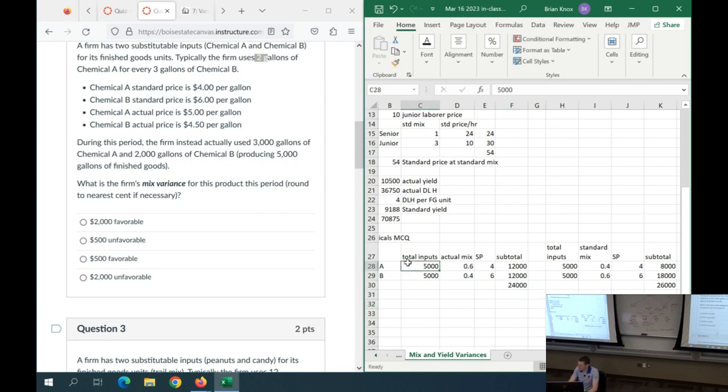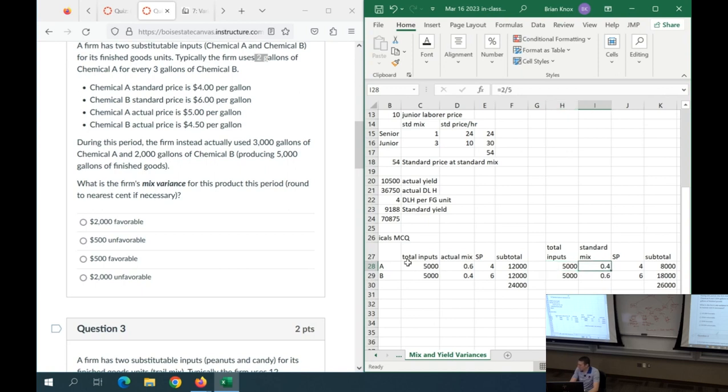Okay, so we have 5,000 total inputs. 0.6 of those in the actual mix were chemical A at $4 per gallon. That's $12,000 of actual chemical A we spent, or would have spent at standard price. Out of 5,000 total inputs, 40% of them were actually chemical B, times the $6 per chemical B gives us $12,000 of chemical B we were spending effectively at standard price in our actual mix.